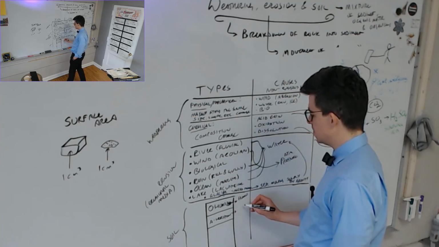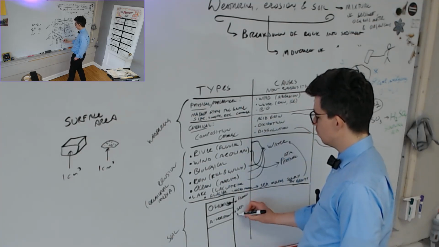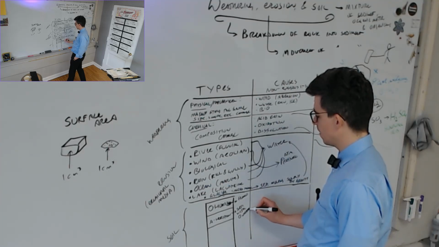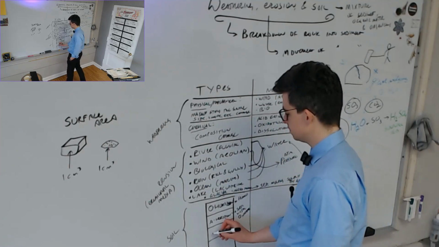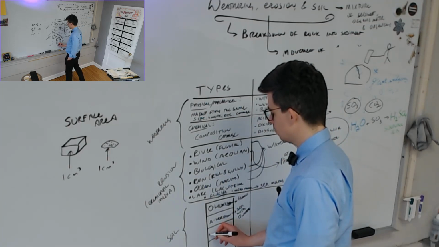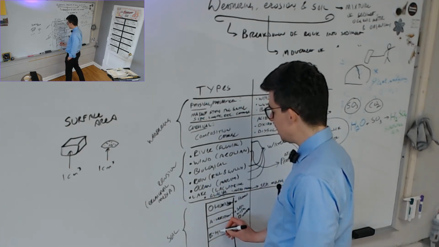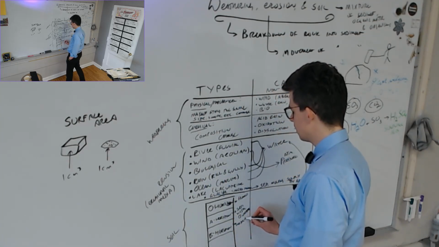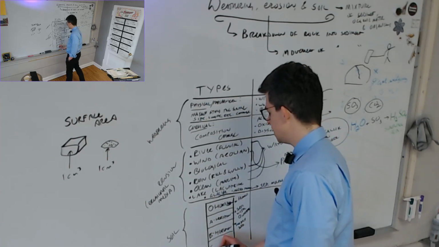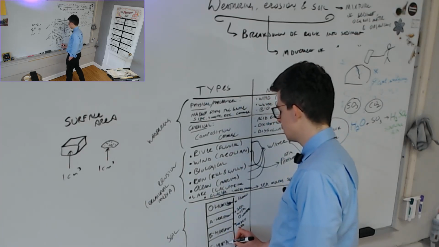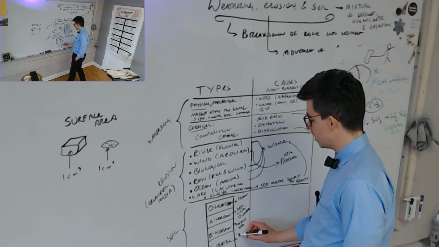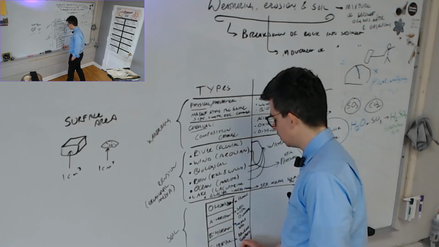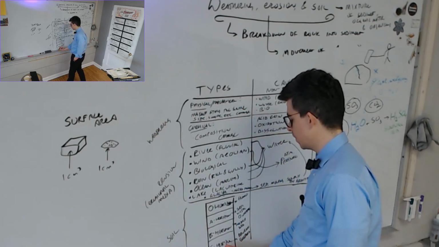The A horizon is sediment with organic matter. Below that, can you guess? B horizon, which is mostly sediment. And then the C horizon is mostly broken down bedrock. And then below the soil is what we call the bedrock.